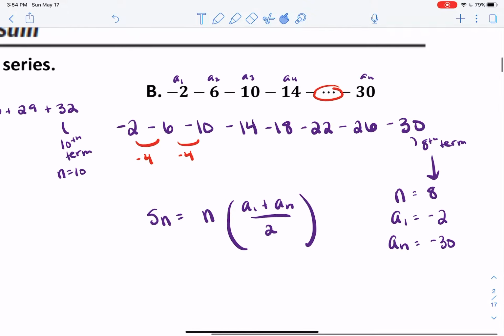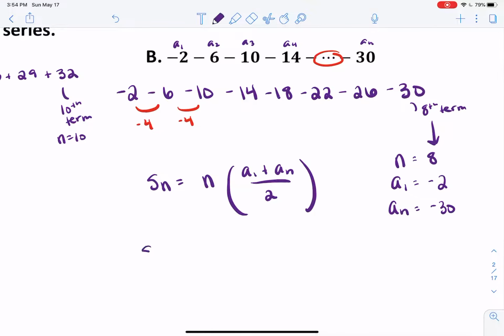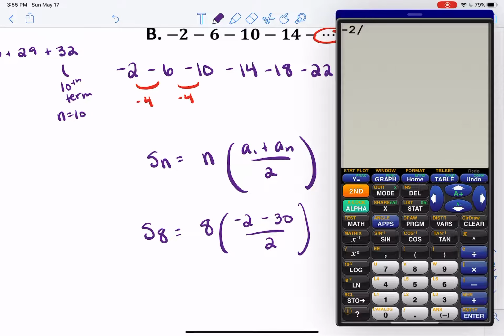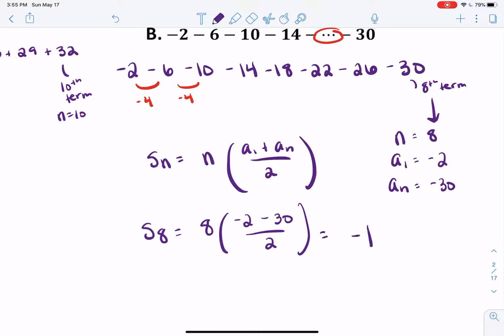Now we can plug everything in. The sum of our 8 terms is equal to 8 times -2 minus 30, divided by 2. Again, it's pretty easy: -2 minus 30, divided by 2, times 8 would give me -128. So the sum of all those numbers is -128.